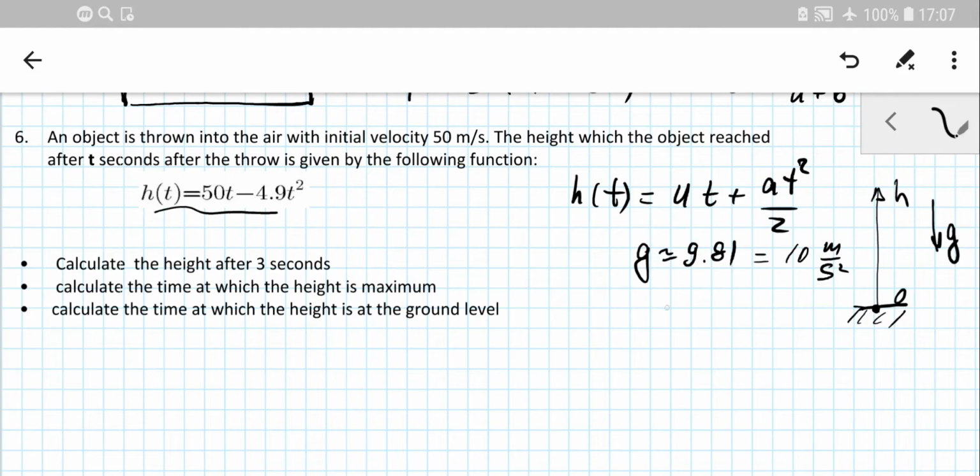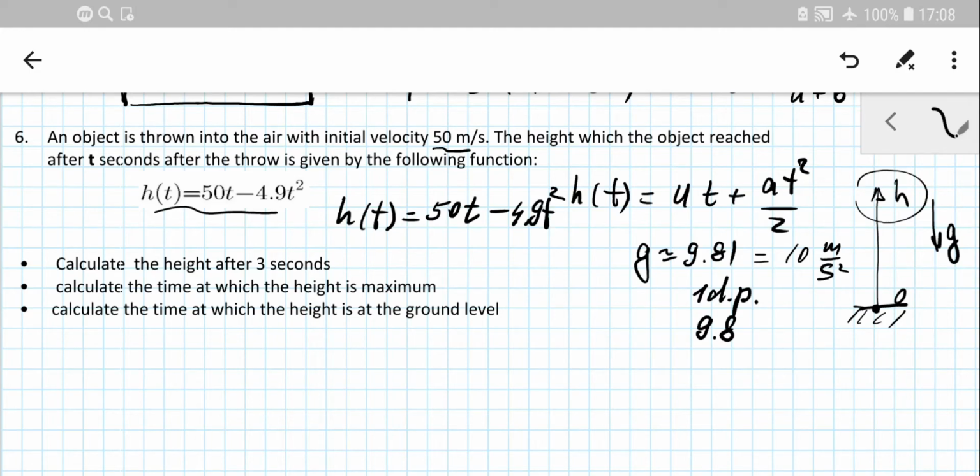Alright, so u stands for initial velocity. In our case, initial velocity is 50 meters per second. So that's why you have this sort of equation. h of t, the height, depends on time, and is u, the initial velocity, times time. And because we have a that's negative against your h-axis, it goes vice versa. If you divide 9.81 over 2, rounding to 1 decimal place, it's going to be 9.8, and you divide by 2, you get 4.9 t squared. Alright, so that's the origin of it.